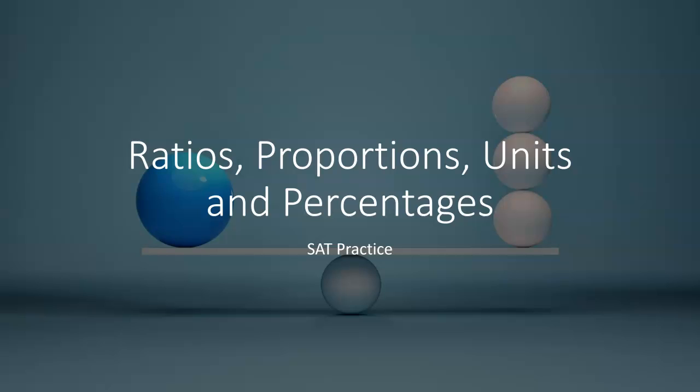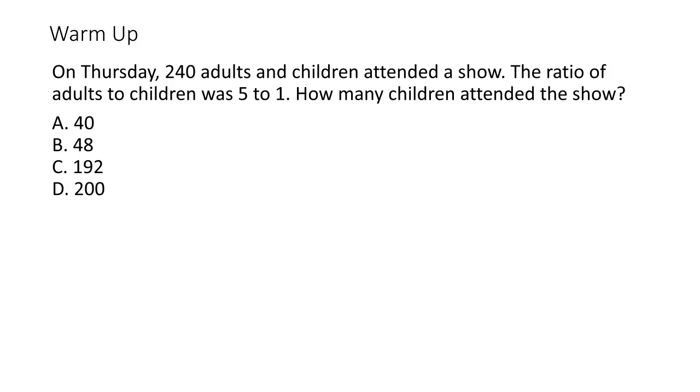First set. So we're focusing today on ratios, proportions, units, and percentages for the SAT. And we're starting here on Thursday. 240 adults and children attended a show. The ratio of adults to children is 5 to 1. How many children do we think attended the show?